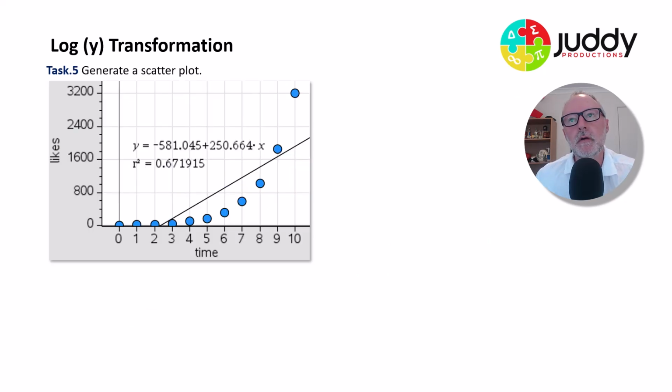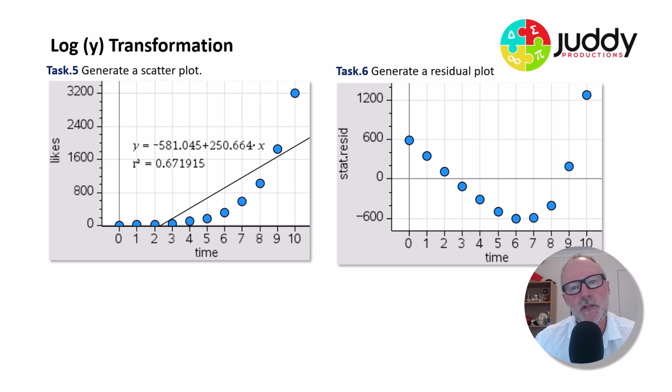Task number 5, we should generate a scatter plot. The blue dots are curving from the bottom left of this graph to the top right, and the line of best fit really doesn't go through many of those points at all. Task 6 was to generate a residual plot, and there's our shape.